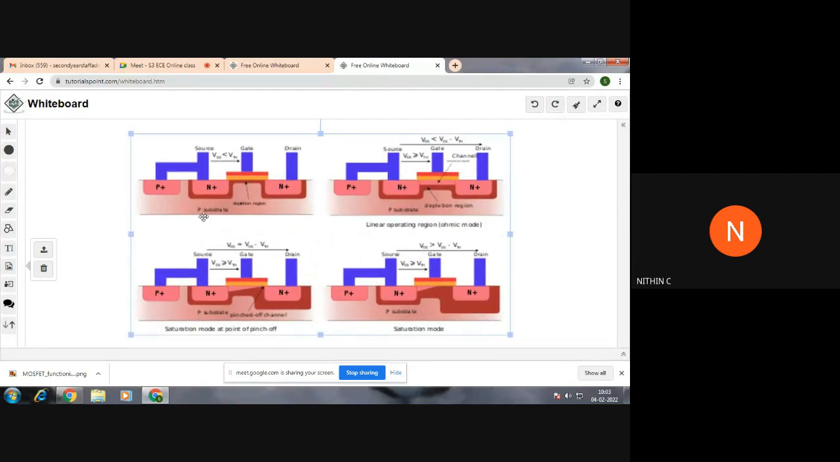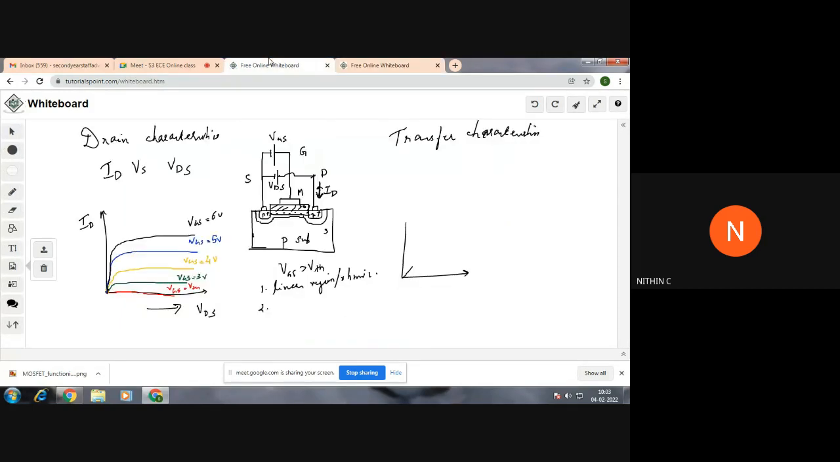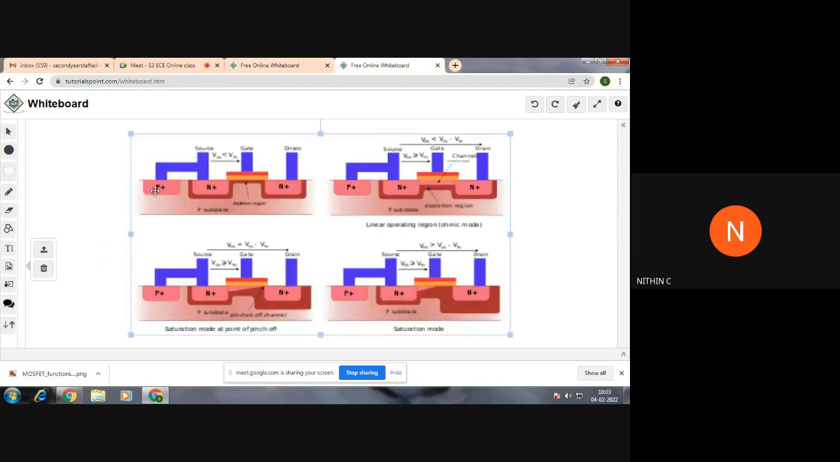You can see, right? Don't get confused with this terminal. In another figure I have mentioned that this source will be shorted with this also. This is a body terminal. We have a terminal called the B terminal, and these two will be shorted. Source to P plus, that is the body terminal.